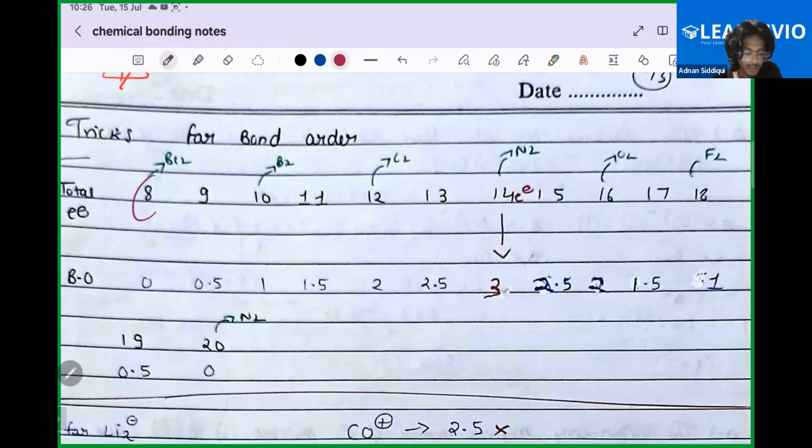You will mark 8 for Be2, 10 for B2, C2, N2, O2, and so on. And why is there nothing in the middle, like 9, 11, 13? Because those molecules do not exist. We don't have molecules with such electron numbers.